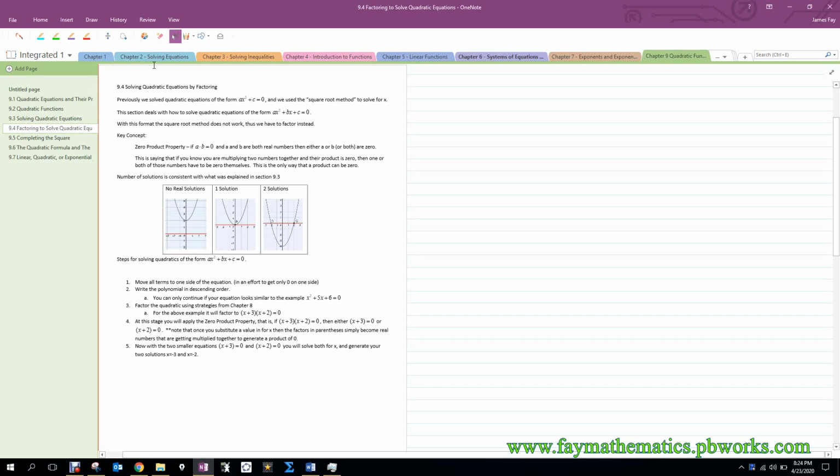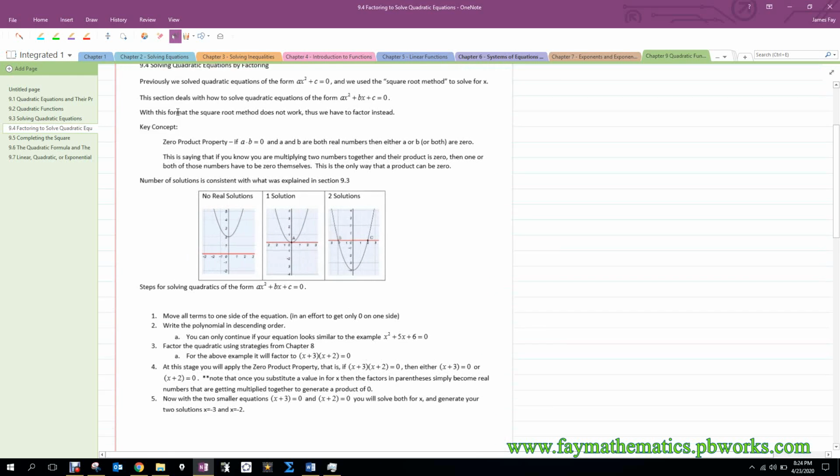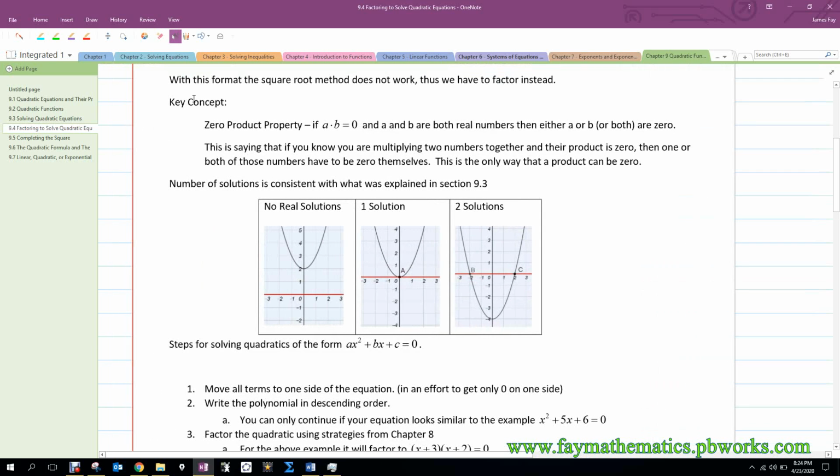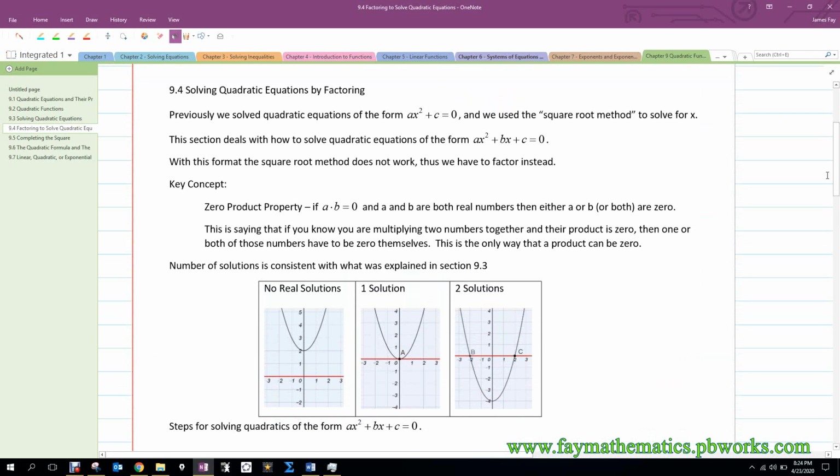So this section is referring to how we solve quadratic equations. So it's still the same stuff that we were doing in 9.3, except instead of using the square root method, now we're not going to be able to. Okay, so that's what this first line says. Previously, we were looking at this equation. We had ax squared plus c equals 0. And we used the square root to eventually solve for x.